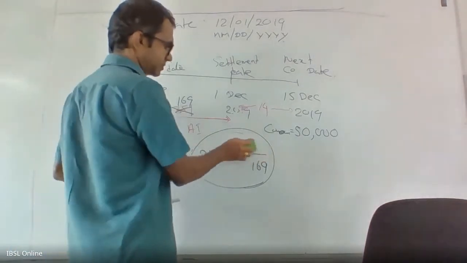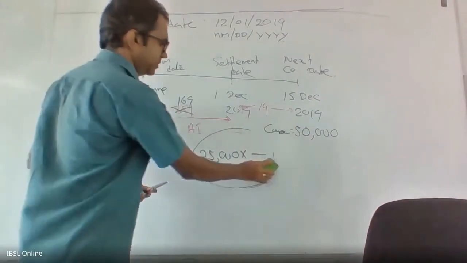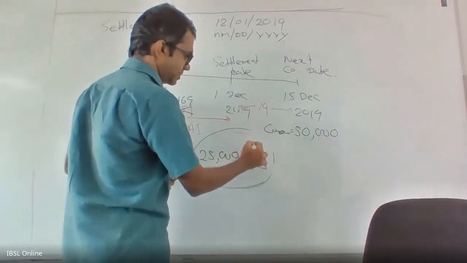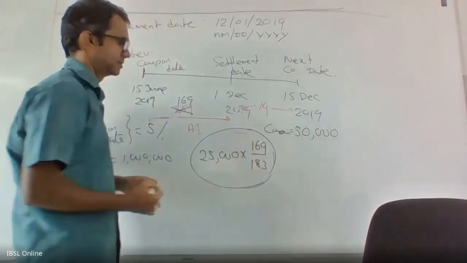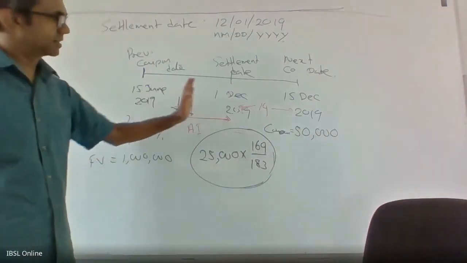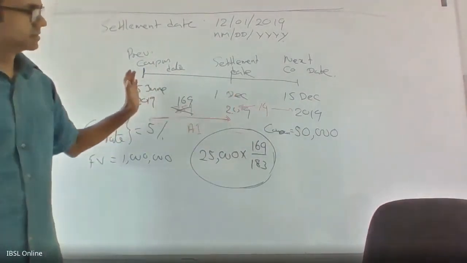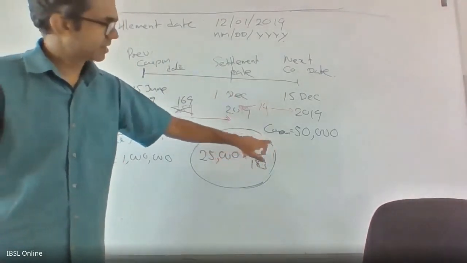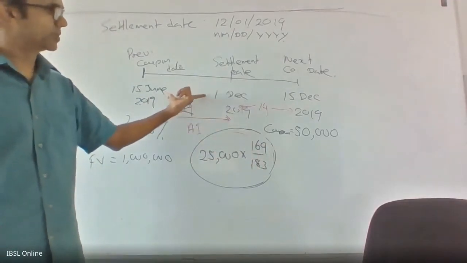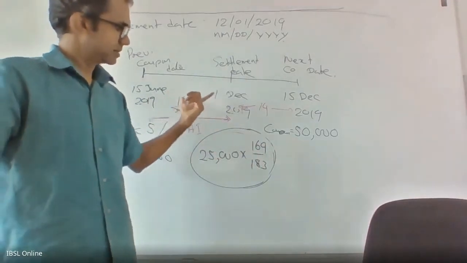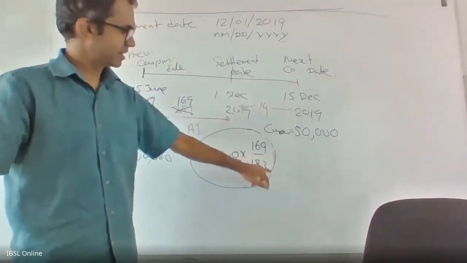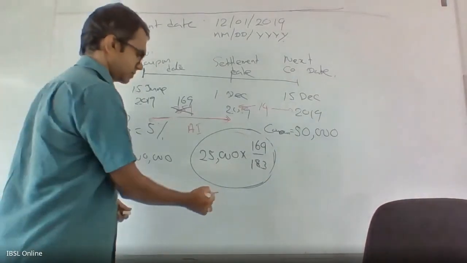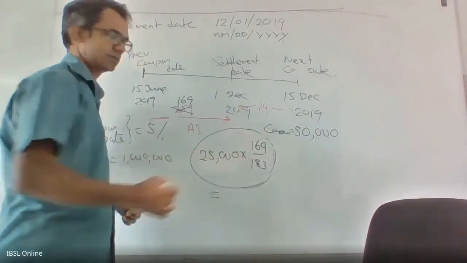Again, there's a mistake. This should be 14. The whole period is 183 and the bond was held for 169 days. From the last coupon to settlement date, in this semi-annual period, 169 days, the bondholder holds it, and the full coupon period is 183 days. You might get 24,000 something.